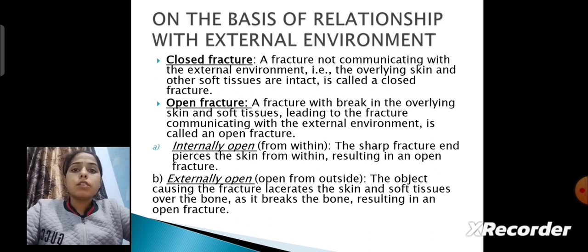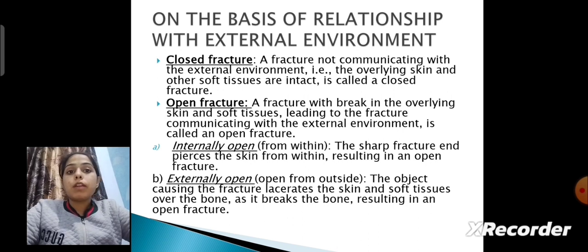Next classification is on the basis of relationship with external environment. According to this classification, fractures are classified into closed fracture and open fracture. A closed fracture is a fracture not communicating with the external environment, that is, the overlying skin and other soft tissues are intact. And an open fracture is a fracture with a break in the overlying skin and soft tissues leading to the fracture communicating with the external environment.